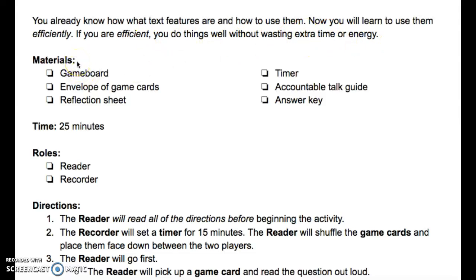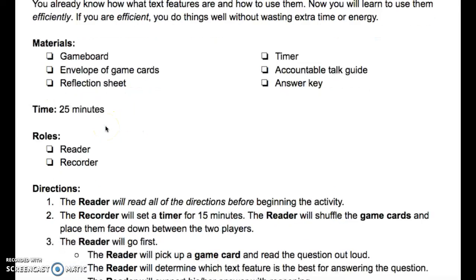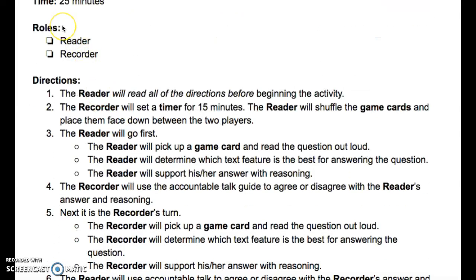The materials you will need are game board, envelope of game cards, reflection sheet, timer, the accountable talk guide, and the answer key. It should take only 25 minutes. You will have roles, which are jobs. One of you will be the reader and the other will be the recorder. So decide who will be the reader and who will be the recorder.